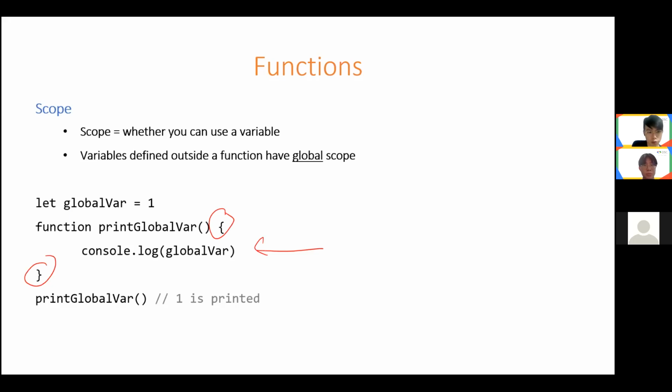So I have a variable here called global var, and this will have a global scope. So they can be seen everywhere in your JavaScript code. So even inside this block, I can see global var. That's why I can print global var out. So when I execute this function, print global var, I'll go up here, I'll do a console log of global var. And then JavaScript can go up here and see what is the value of global var. Equals to 1, and so 1 is printed out.